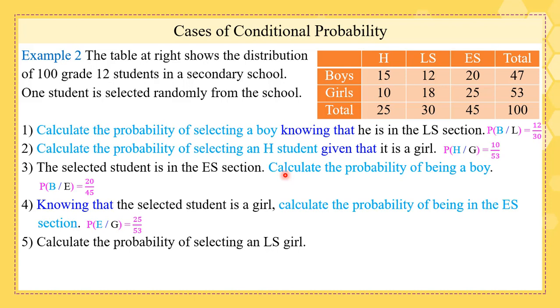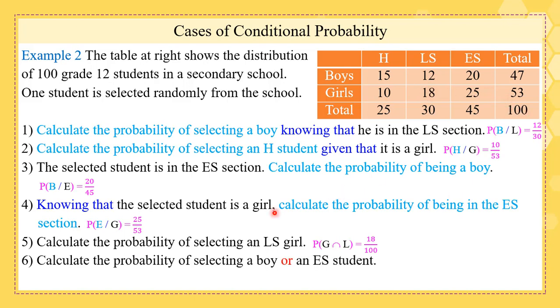So we must have two events, and it should be clear that one of the events occurred before the other. In this case, if we need to calculate the probability of selecting an LS girl, this would be translated as P of L intersection G. This would be the intersection between girls and LS, which is 18 in this case, over 100. Now calculate the probability of selecting a boy or an ES student. We saw this before. And means intersection as in part 5, and or means union.